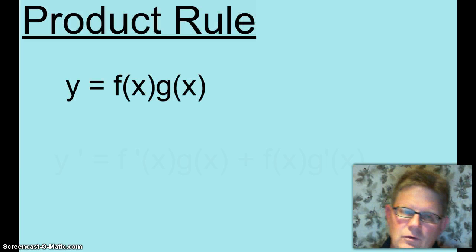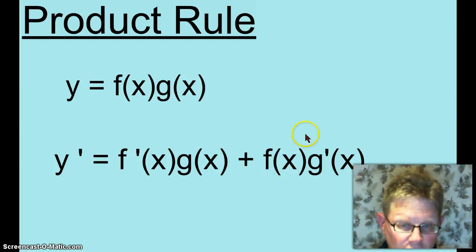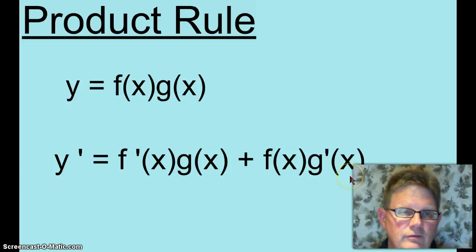Okay, if you have some function y that is the product of two functions of x, you can find the derivative of that by using the following rule. Right here, y prime, that's the derivative of y, is the derivative of the first function of x times the second plus the first function of x times the derivative of the second.